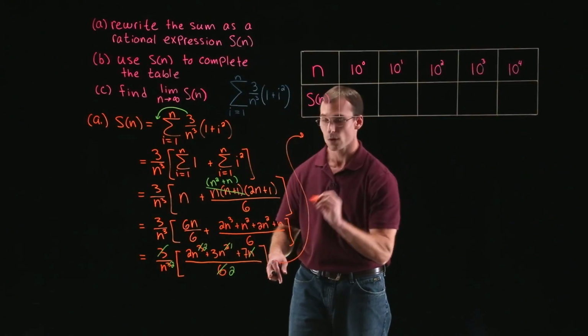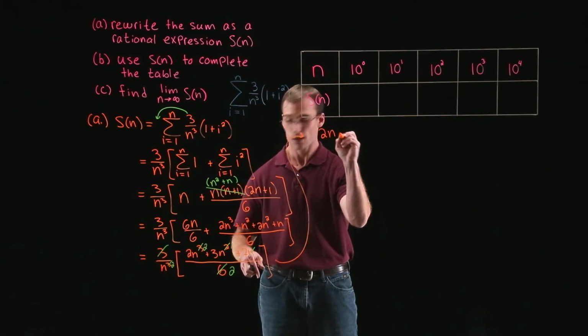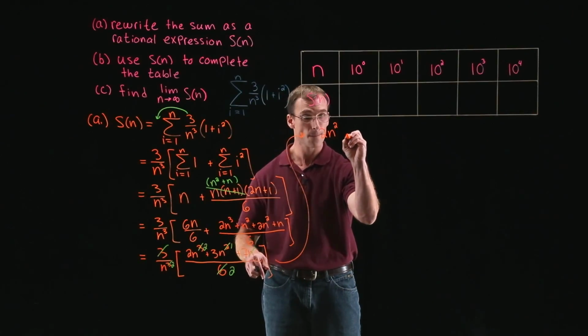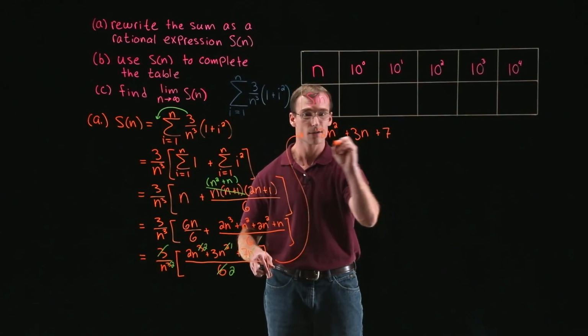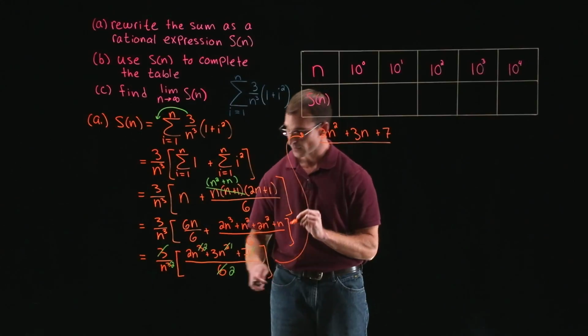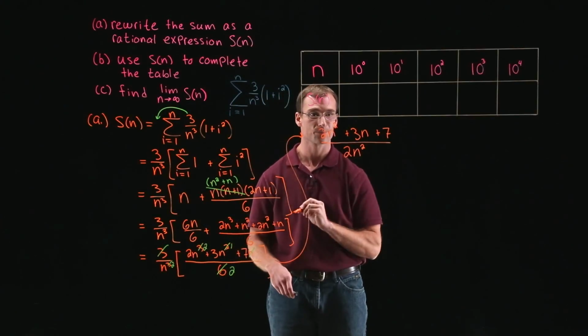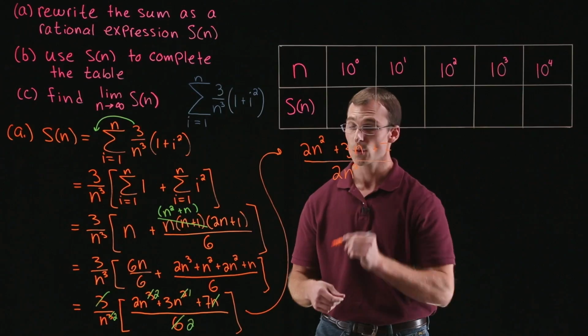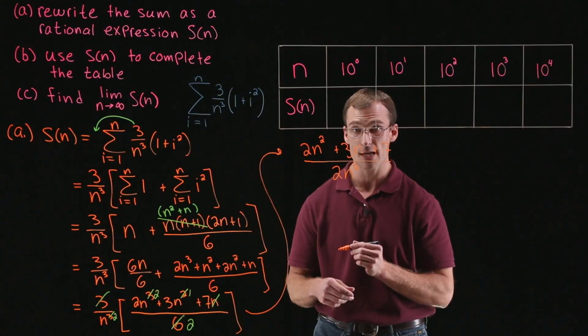Put it here. So our rational expression, we're going to have our numerator, say 2n squared plus 3 times n plus 7, and the denominator, right, n squared times 2, so 2n squared. Okay, so what we've done is we've written our sum as a rational expression. So that completes part A.